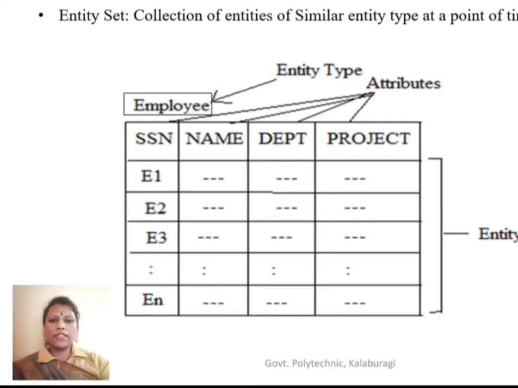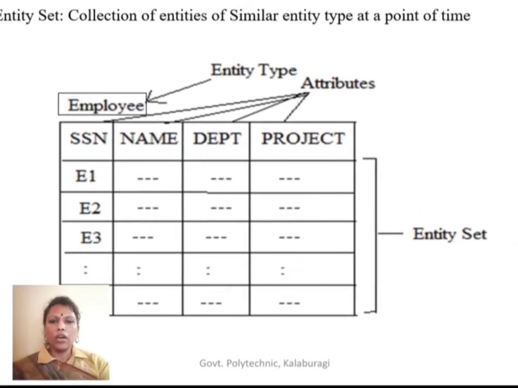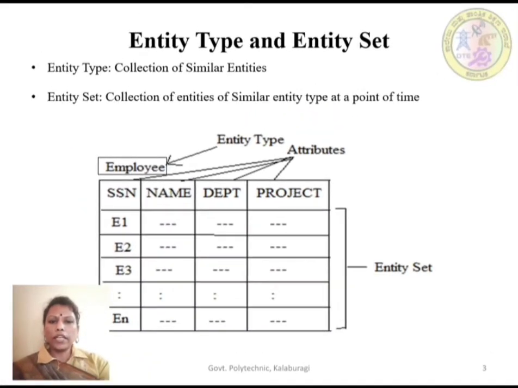Okay. Then let's see what is an entity set. Entity set is a collection of entities of similar entity type at a point of time. See here, in this example, I have given E1, E2, E3 up to N. Consider N as 10. That means at this point of time, I have 10 employee records, right? So these 10 employee records at this point of time are called an entity set.